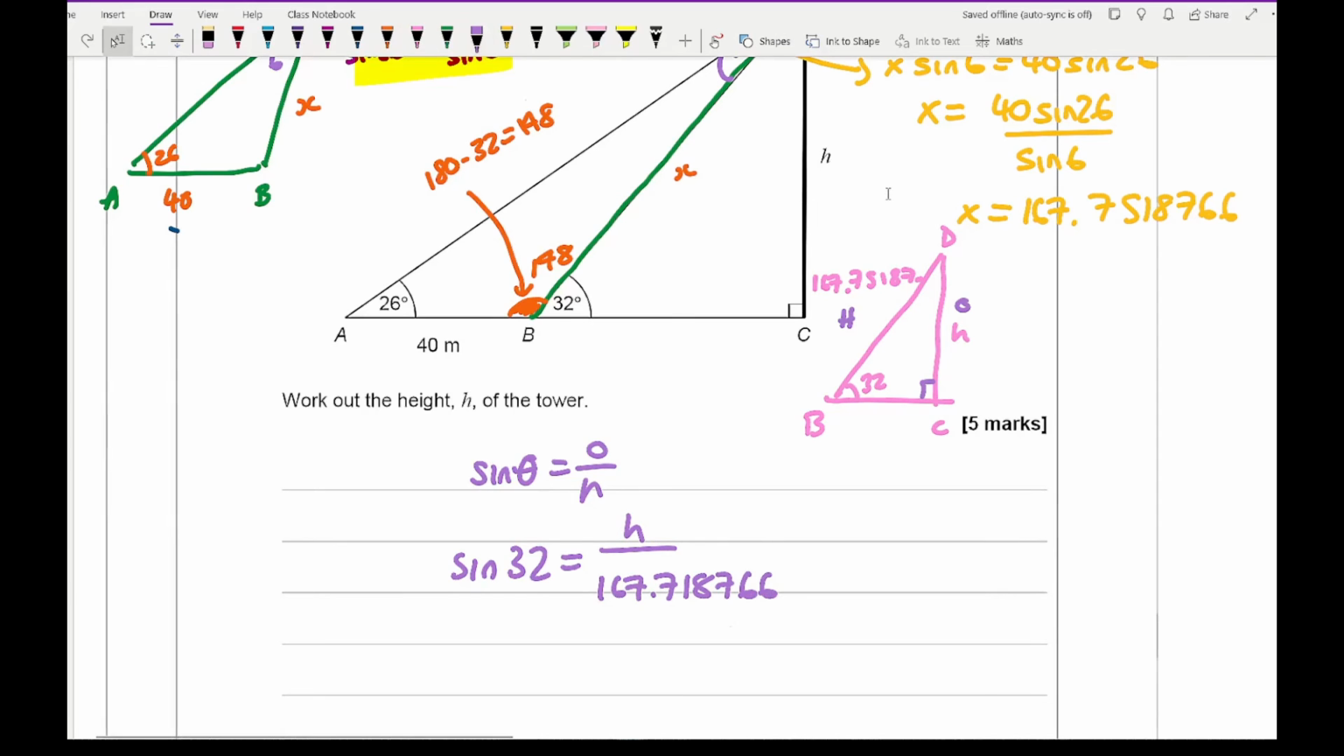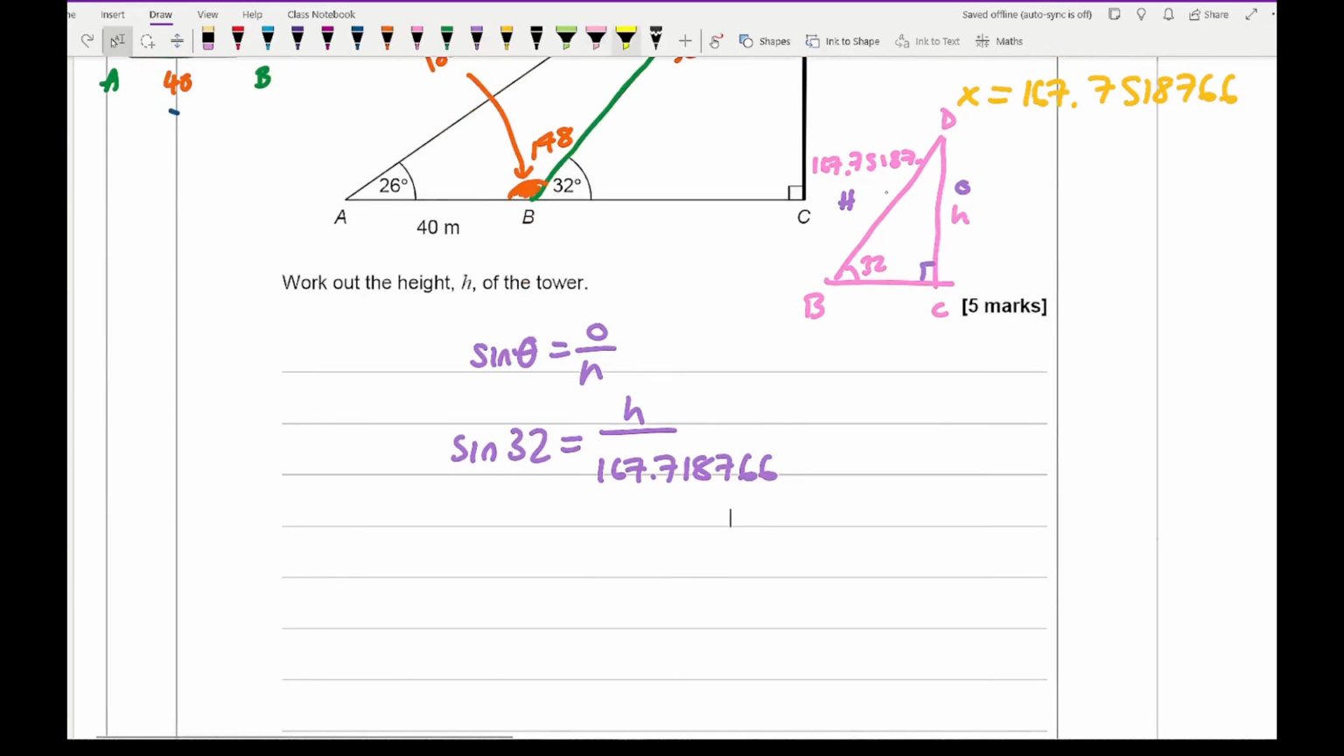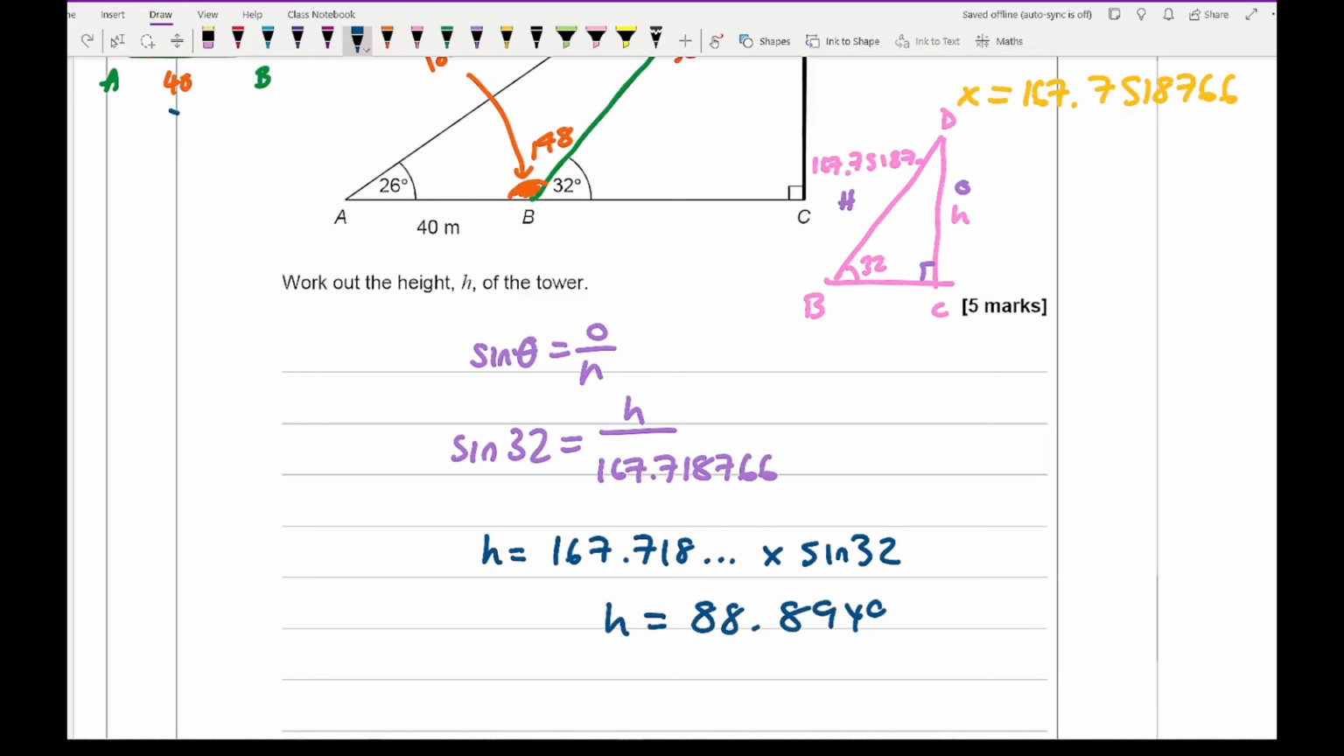Again, I'm going to use the exact answer. If you want to use a rounded answer, that's entirely up to you, but don't round too much. That's the only thing I would suggest. So then h equals 167.718 and so on multiplied by sine 32, and if I type that into my calculator, I get an answer of 88.89495102. So h is going to equal 88.9 meters, to 1 decimal place.